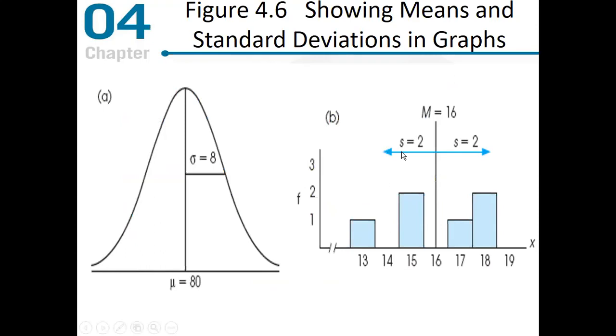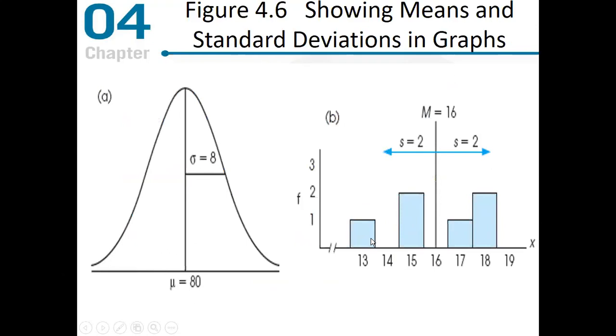Okay, this is giving you a description not only visually of the data and their frequency, but also of the central tendency of the data and the variability of the data. Okay, here we have the same thing for a population curve. For the population, the mean is 80, and the standard deviation is 8. So populations are usually graphed in terms of smooth curves.